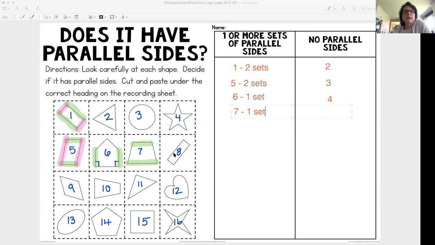Okay. All right, let's go on to number 8. And I bet you guys can identify those parallel lines there. So hopefully you identified this set of parallel lines, those railroad tracks, and then it has another set right here.